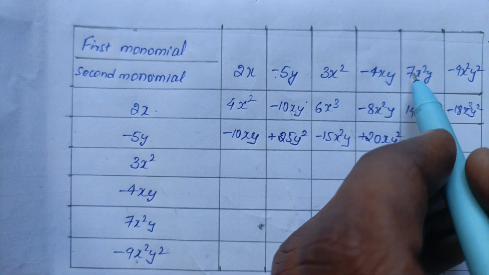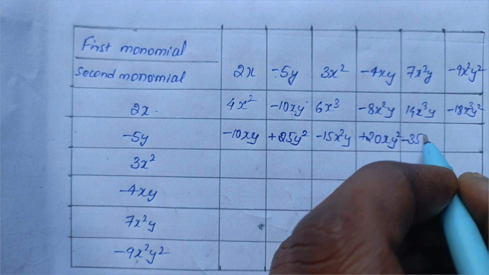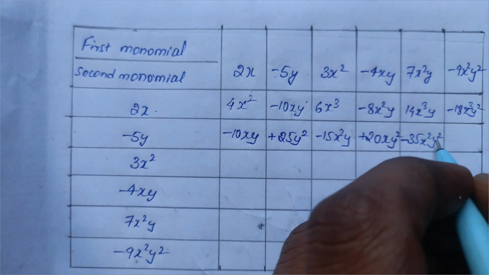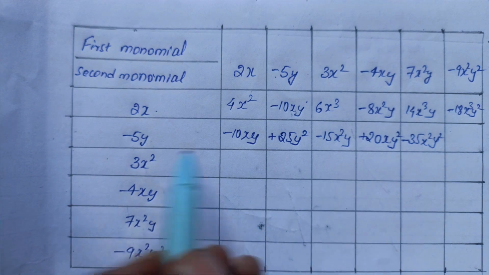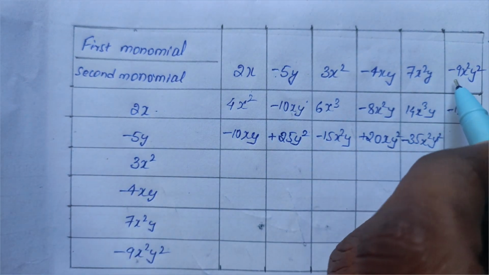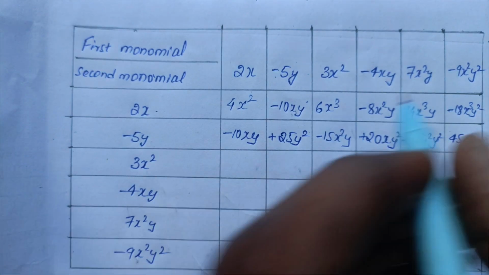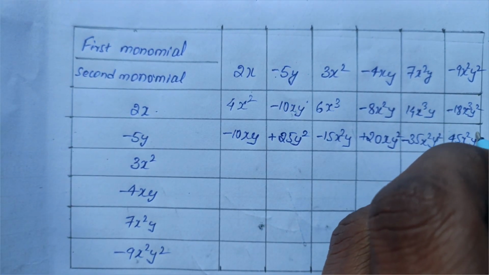So minus into plus is minus. 7 fives are 35 x square y square. Now minus into minus is plus. You don't need to write plus, you can just write the number directly. 9 fives are 45. X into 1 is x square. Y into y square is y cube.